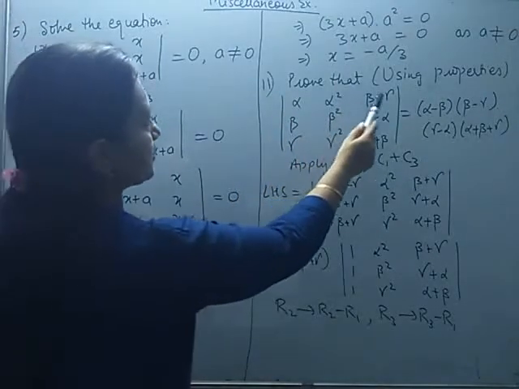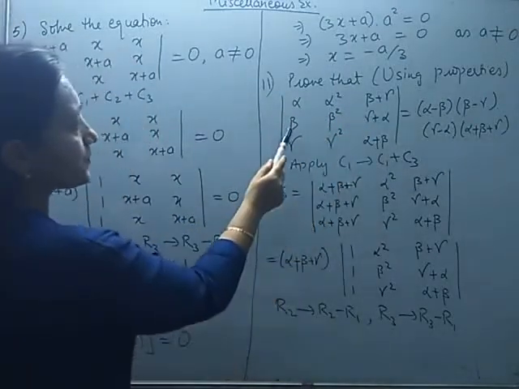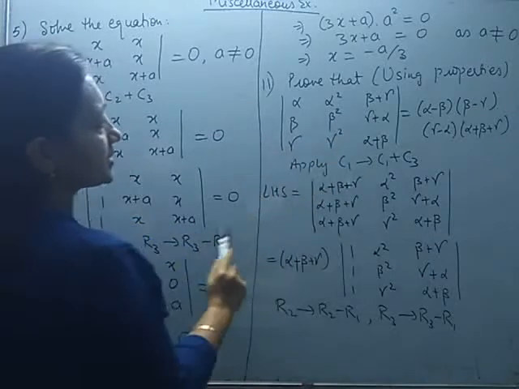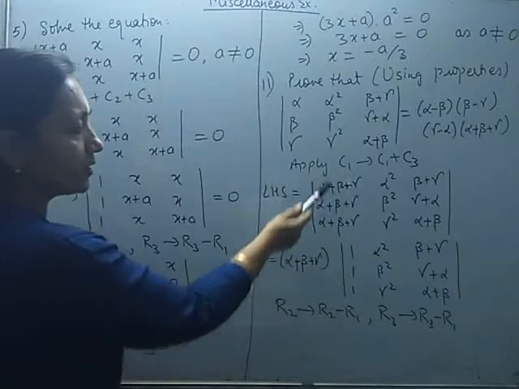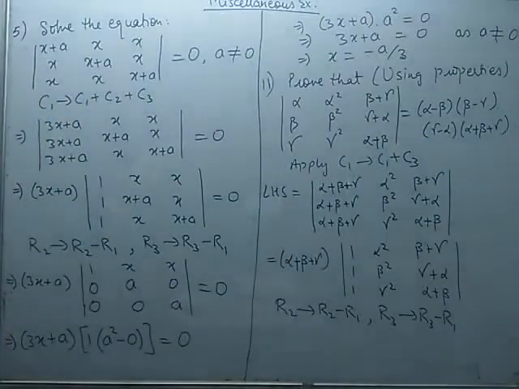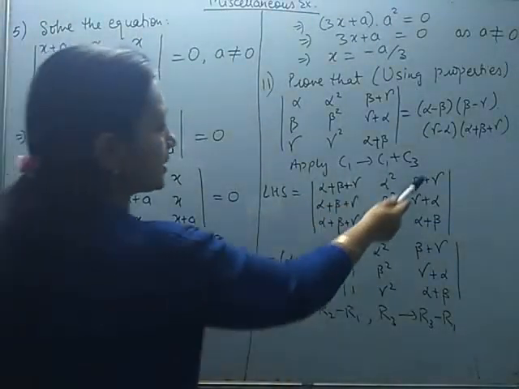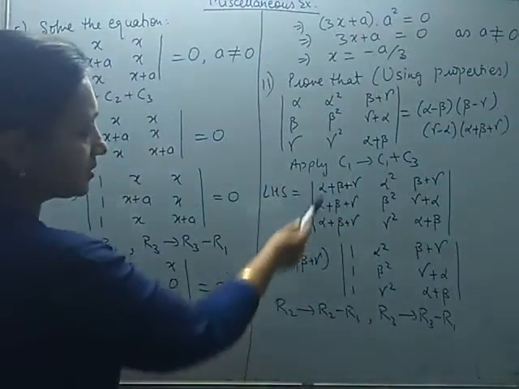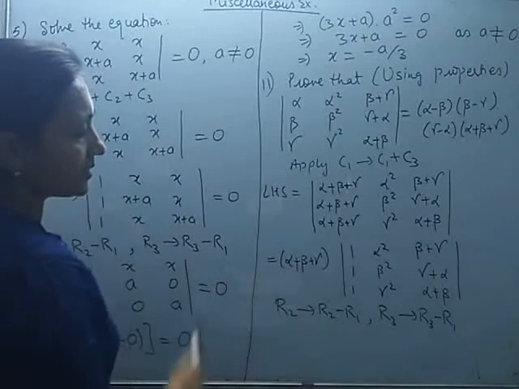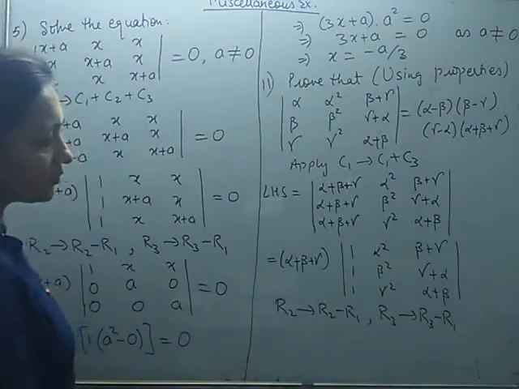It becomes alpha plus beta plus gamma. This becomes beta plus gamma plus alpha. This becomes gamma plus alpha plus beta. So all the three reduce to the same sum. Then the second column as it is, and the third also; it is only the first one which is changed. Then alpha plus beta plus gamma is taken common from the first column.